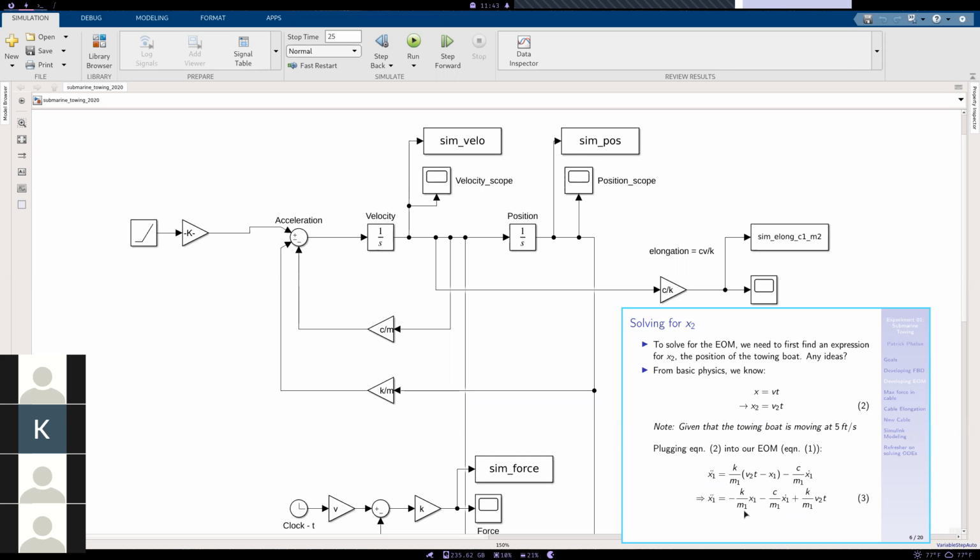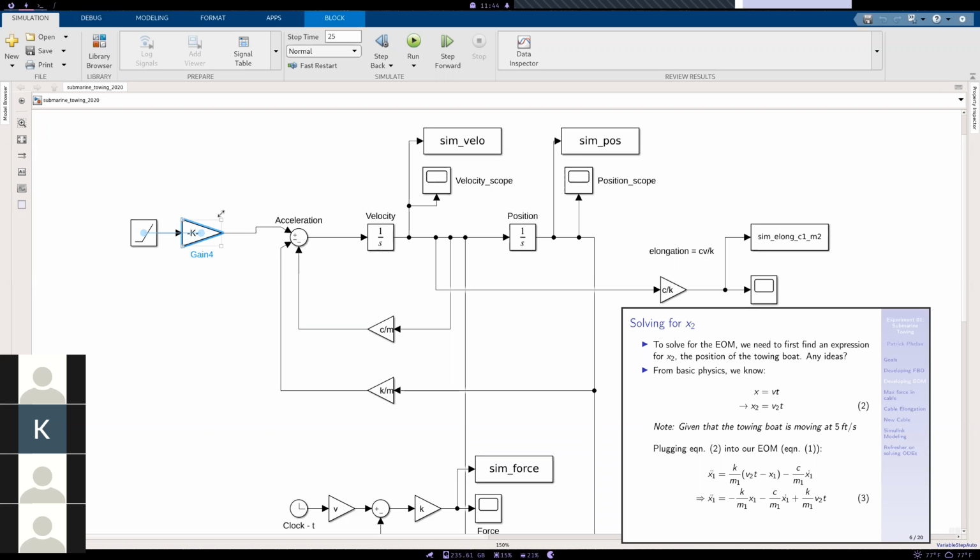Then for negative k divided by m multiplied by x, that's our position. That was right here. So here's our position, and we go down. And then we multiply that by k divided by m. And again, we have a negative sign right there in the summation block. Then the last part is essentially our force term for this system. And that was k divided by m multiplied by the velocity times time. So that's what we have over here.